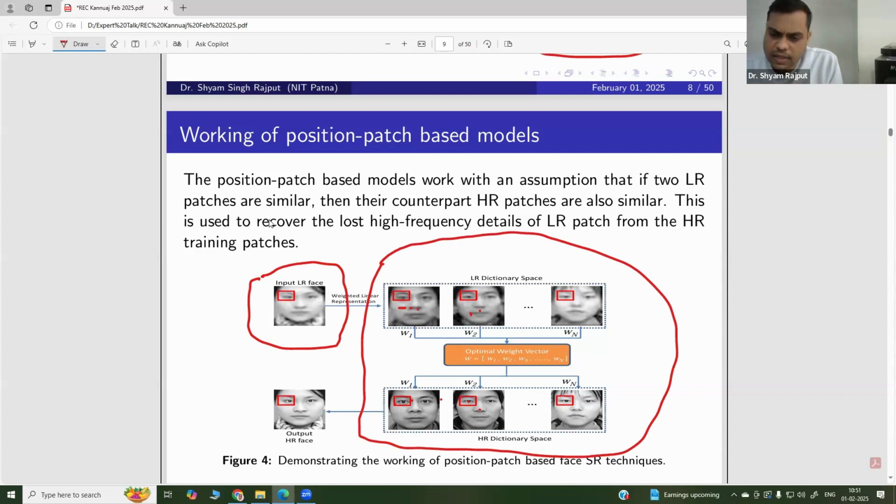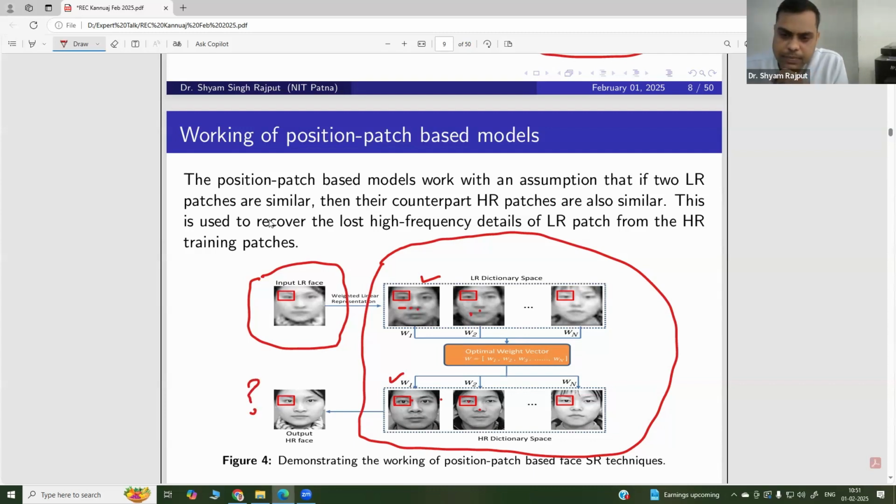The dictionary contains LR and HR pairs. For each LR image, there is a corresponding HR image. This kind of images we have in advance. The input image we already have, that is the test image, and our task is to generate the high resolution output image.